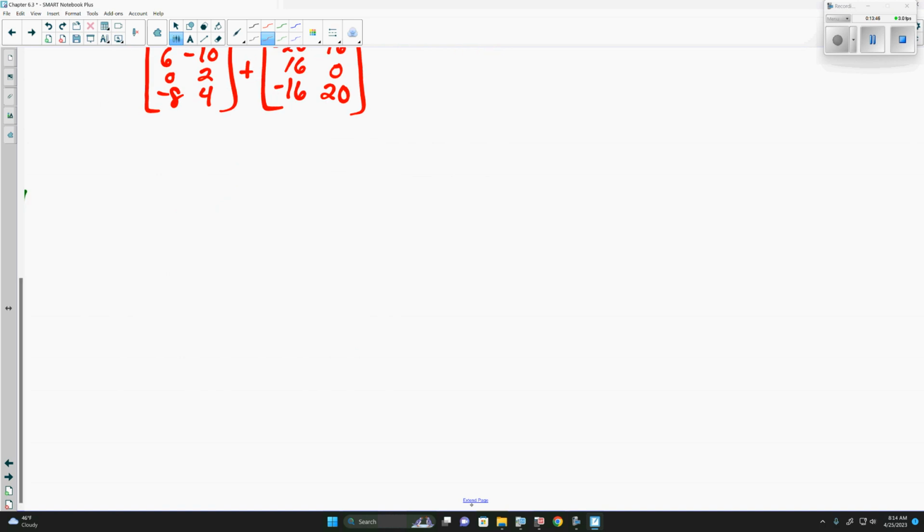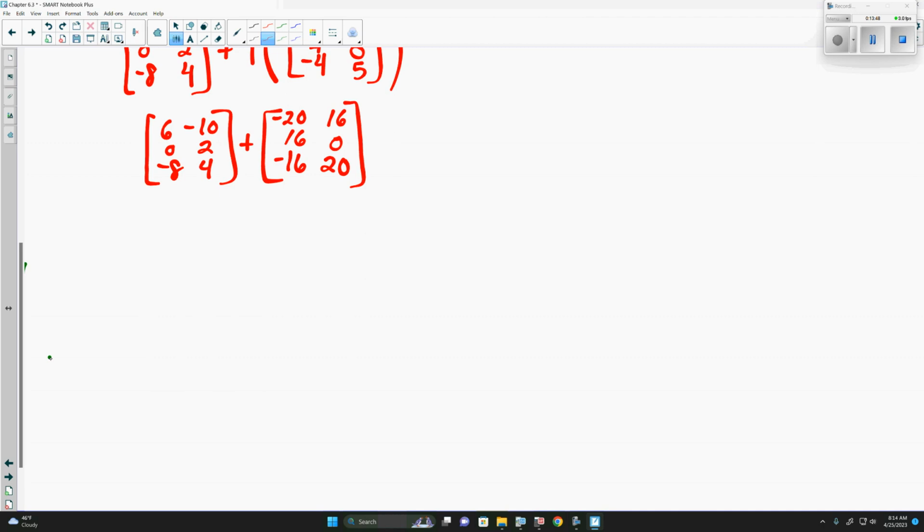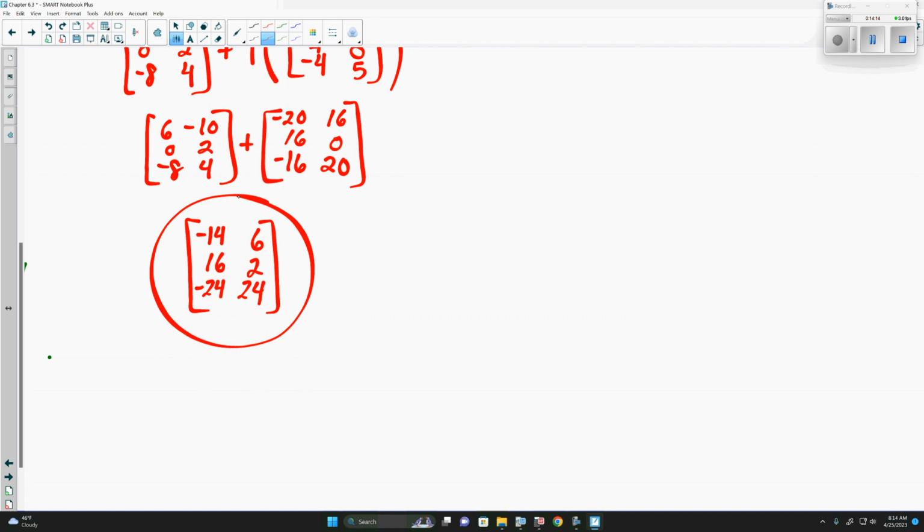Now to end this problem off, we just have to add these two together and then we are done. 6 plus negative 20 is negative 14. Negative 10 plus 16 is 6. 0 plus 16 is 16. 2 plus 0 is 2. Negative 8 plus 16 is negative 24. And lastly, 4 plus 20 is 24. And that's it.